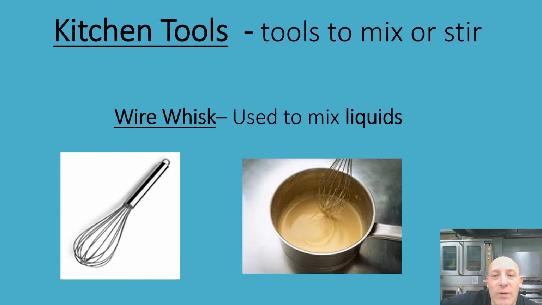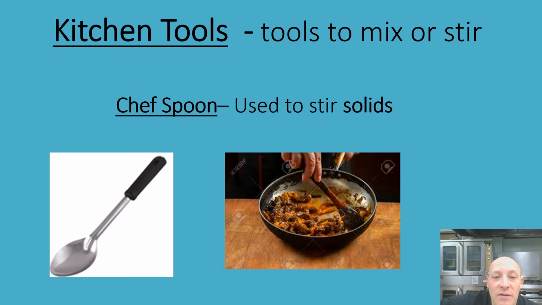These are tools that we mix or stir things with. This is called a wire whisk. This is used to mix liquid stuff, not solid, but liquid. This is called a chef spoon. It's also used to mix or stir, but it mixes or stirs solid food.